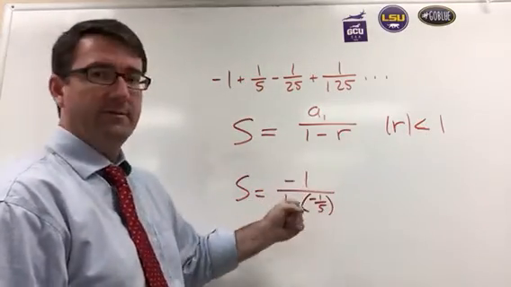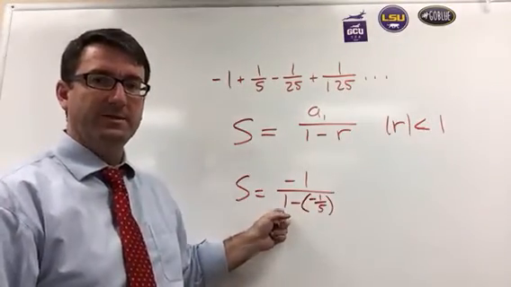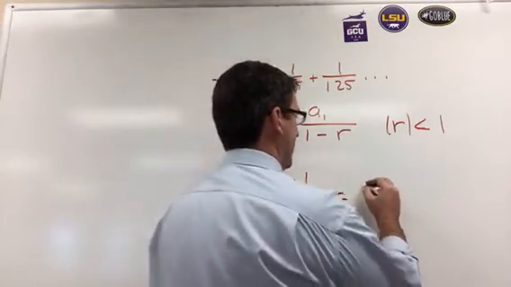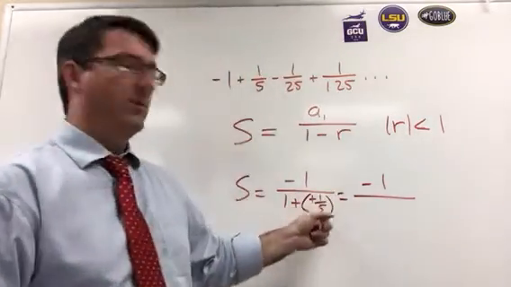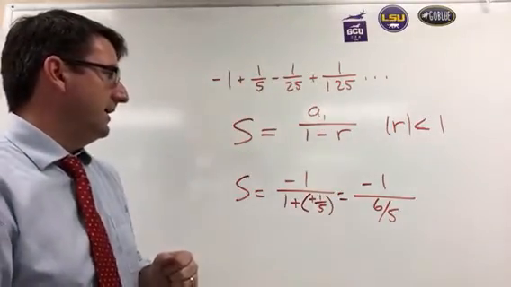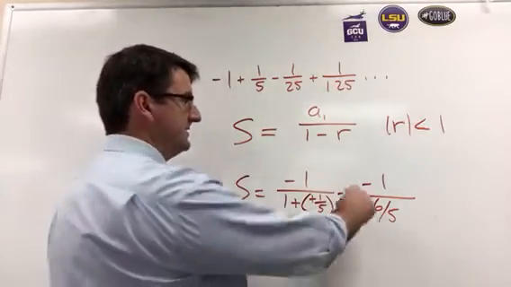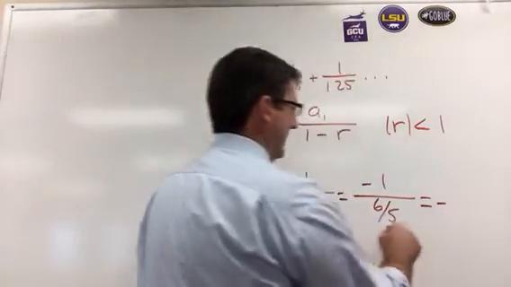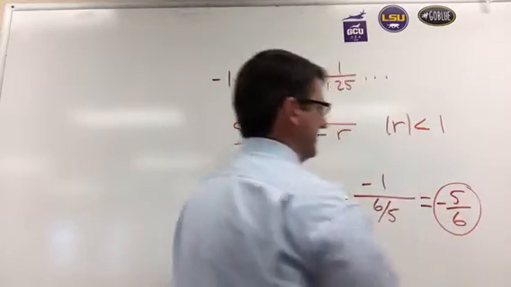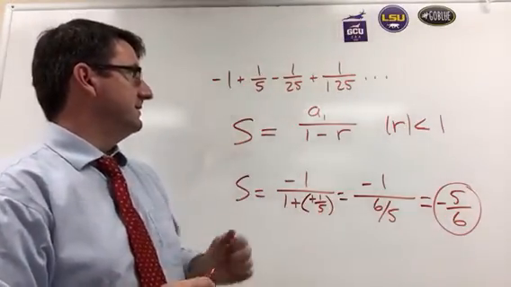So we've got -1 divided by 1 minus -1/5. And remember, when we subtract a negative, that's the same as adding a positive. So this is -1 divided by 1 1/5, which is 6/5. And remember that division is the same as multiplication by the reciprocal. So this is -1 times the reciprocal of this, which is 5/6. And so -5/6 is the answer to number 7.